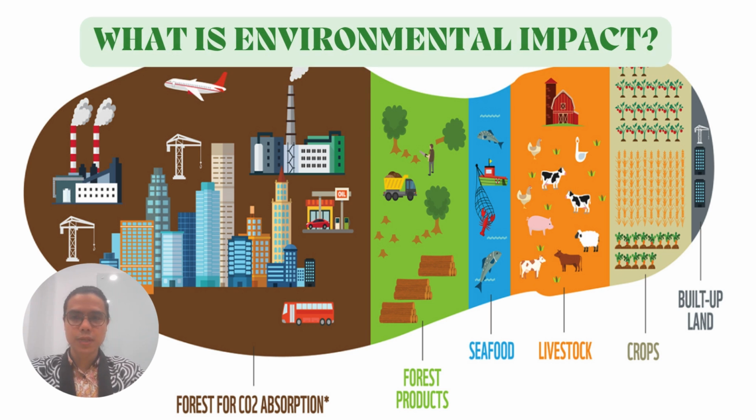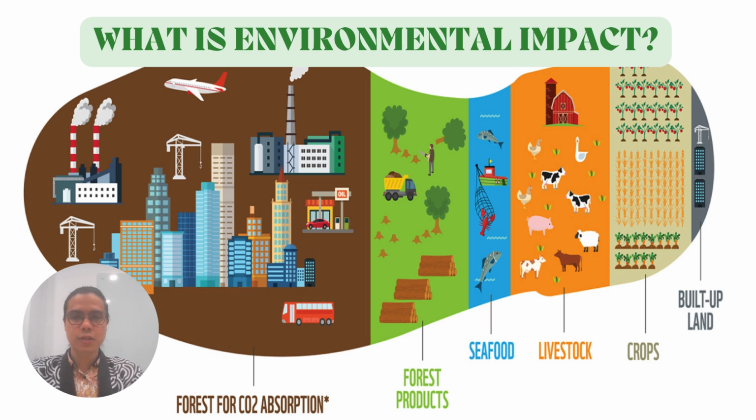This footprint represents the different human activities from industrial production, transportation, farming and livestock, and built up land. It visually captures how our environmental impact stems from every stage of our economy, including resource extraction, production, and waste.